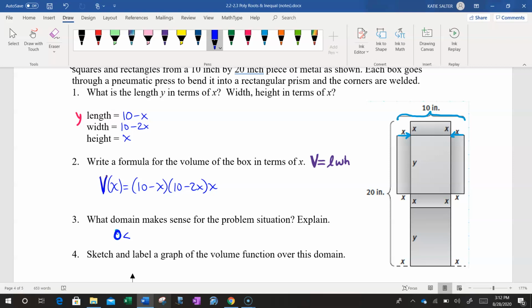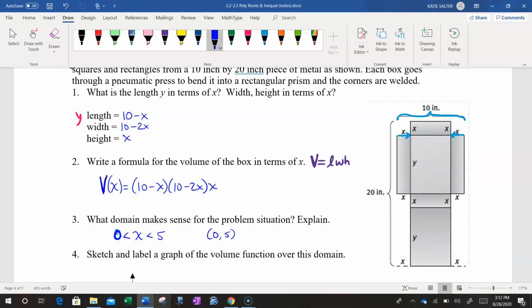Well, I want you to think about it. If you cut 5 inches out this side and 5 inches out from the other side, you would have cut away all the way to the middle, and then you would have no width left. So from just thinking about that, that makes sense that the height of our box has to be somewhere between 0 and 5 inches. We can also write that in interval notation.